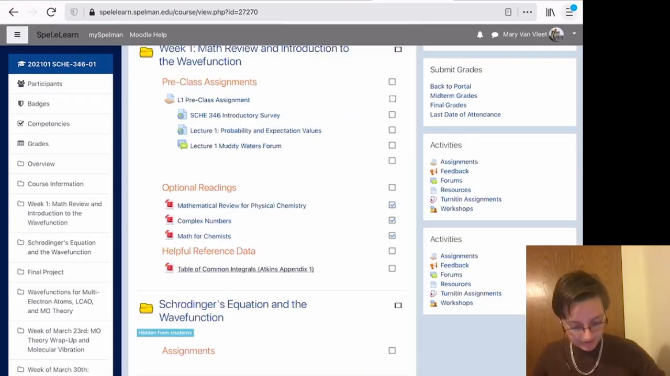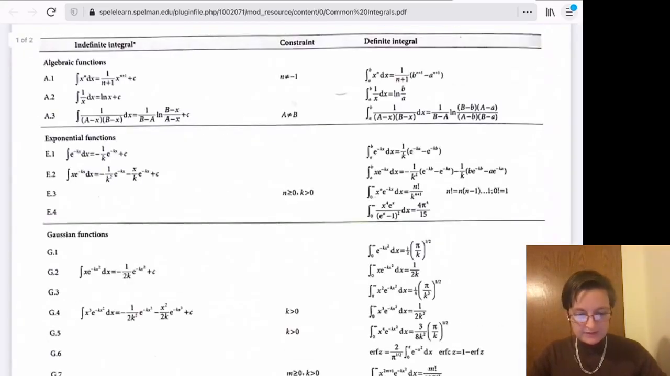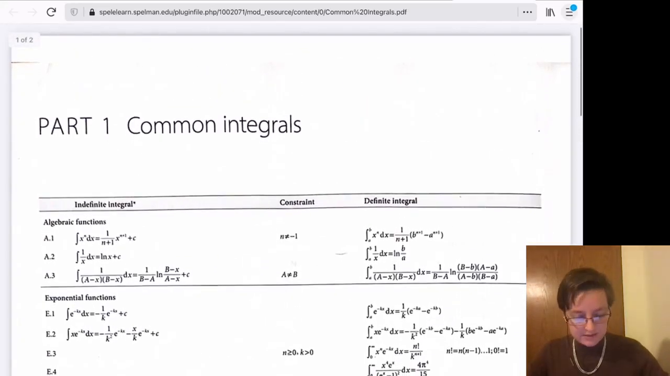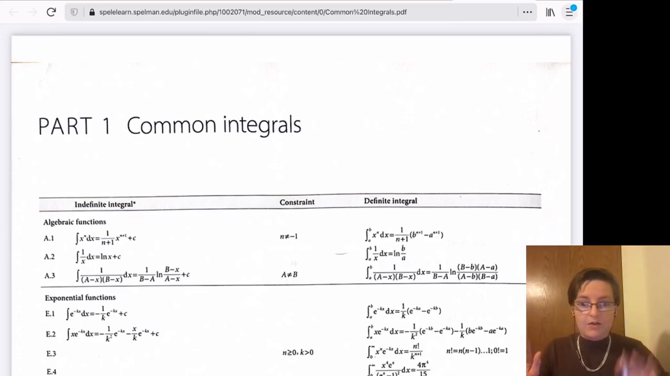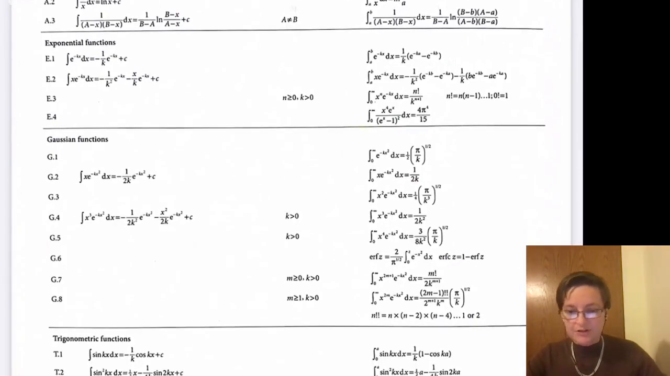I did you all a favor of putting this on our Moodle page under our helpful reference data. So this is the table of common integrals that is in Atkins Appendix 1. And that integral table is either in your textbook or on Moodle for your reference. And if you look inside of this PDF, it has, as advertised, a whole bunch of useful common integrals. On the left-hand side, it has the indefinite form of these integrals, and on the right-hand side, it has the definite form. So if we scroll down a little bit, we'll see that our friend the Gaussian function is here.